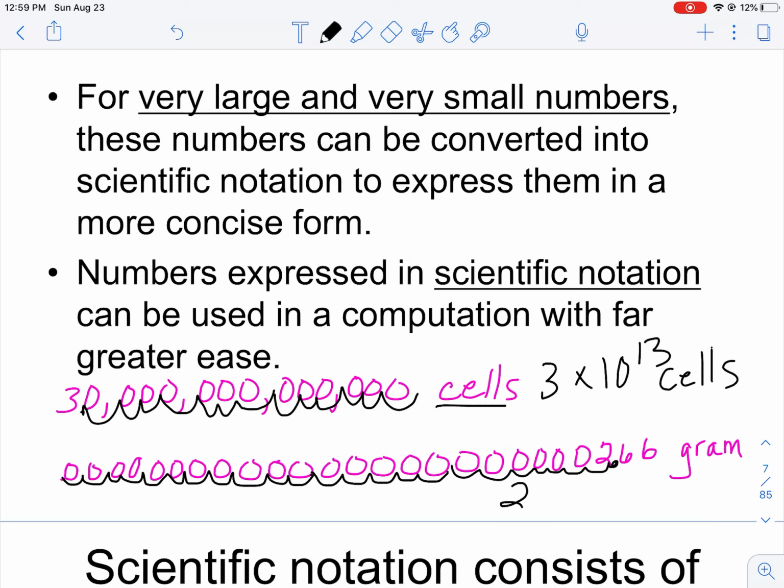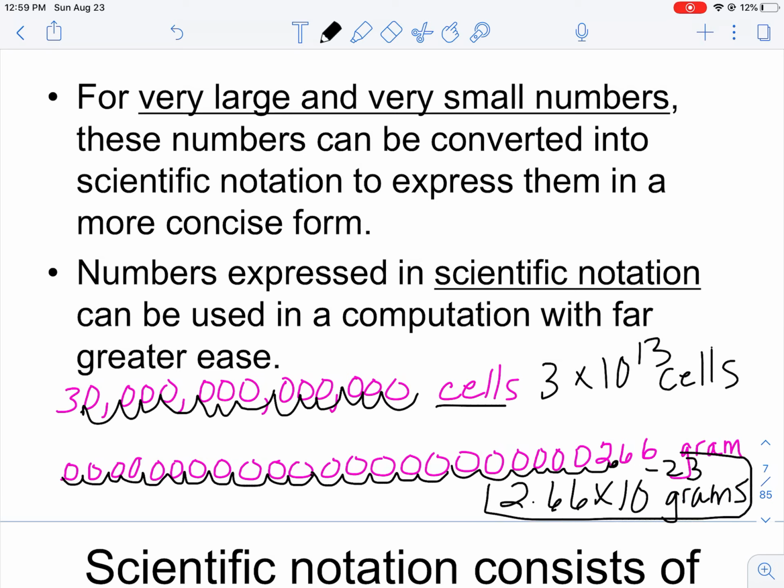So our answer, now this is less than 1. It is not less than 0. This is a very, very small number, but greater than 0. So our answer is going to have a negative exponent, 2.66 times 10 to the negative 23rd grams.